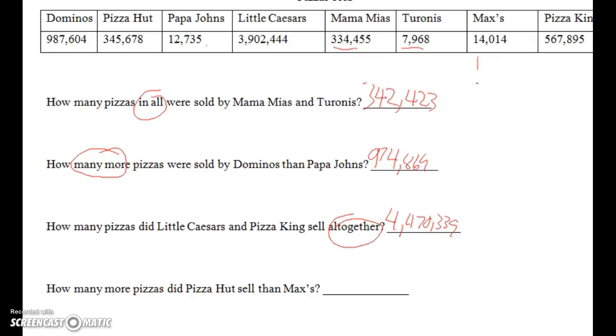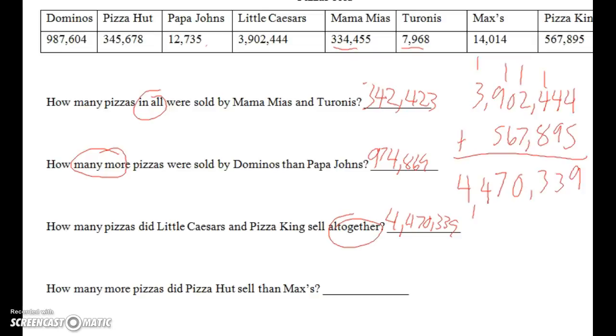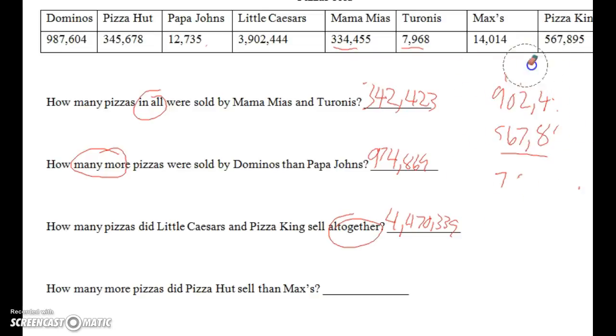How many more pizzas did Pizza Hut sell than Max's? Pizza Hut must be bigger then because they turned 45,678. Get rid of that so I don't think that's there. And I think I wrote something down wrong, didn't I? Yes, I did. Try this again. When you get in a hurry, you make mistakes. 345,678. I should have been able to remember that. 3, 4, 5, 6, 7, 8 in a row.